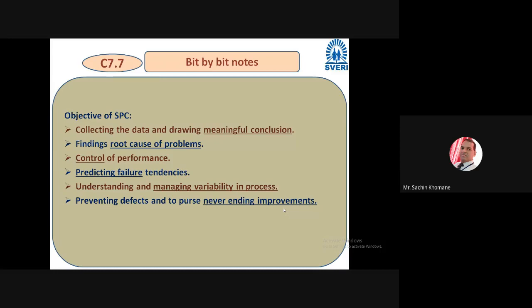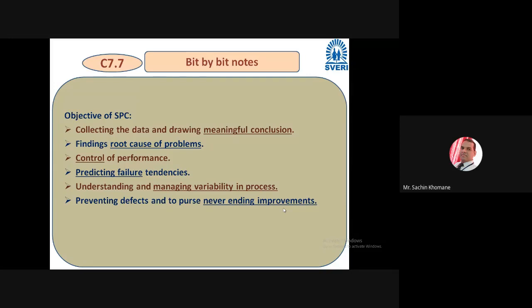For example, the average or mileage of that vehicle. People say in showrooms 20 kilometer, 25 kilometer per liter. So this kind of data they give to us. How do they give it? Because they have drawn a meaningful conclusion through that data. So for such things, SPC tools play a very important role.